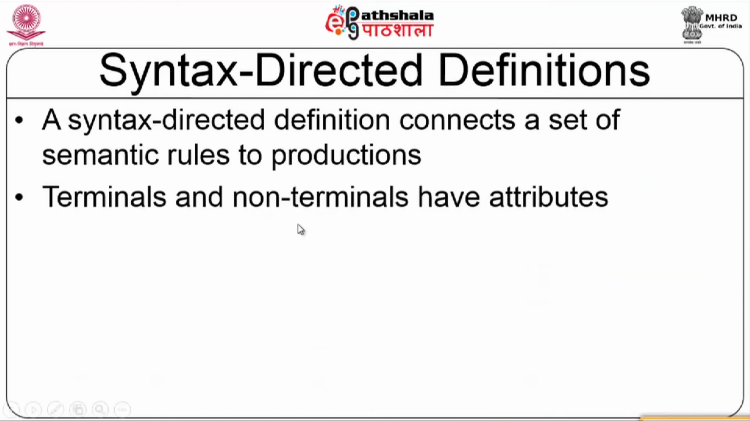Now, in addition to that, you also have attributes assigned to terminals and non-terminals. As we all know, a context free grammar has non-terminals and terminals along with productions. So, for every production, you are going to write a corresponding semantic rule. That is your syntax directed definition. And you will write the semantic rules keeping in mind the attributes that are assigned for a terminal as well as a non-terminal.